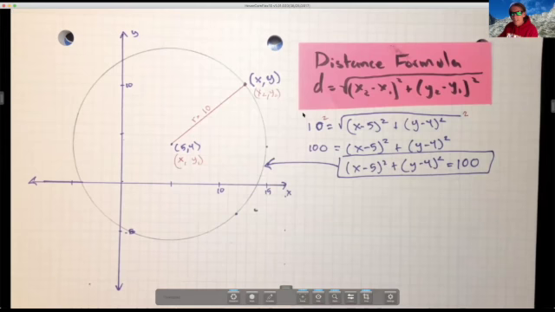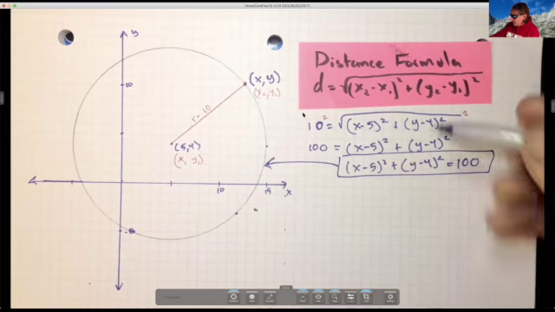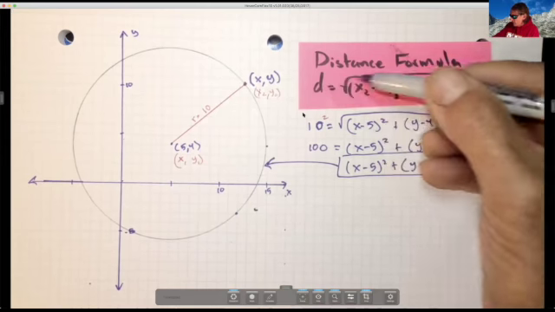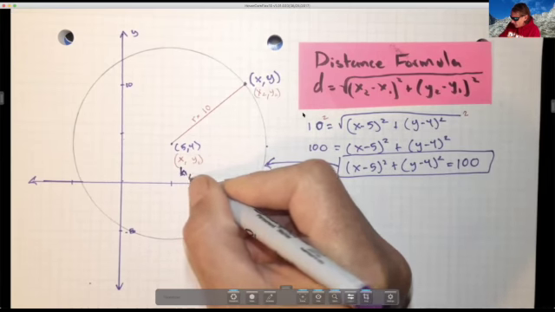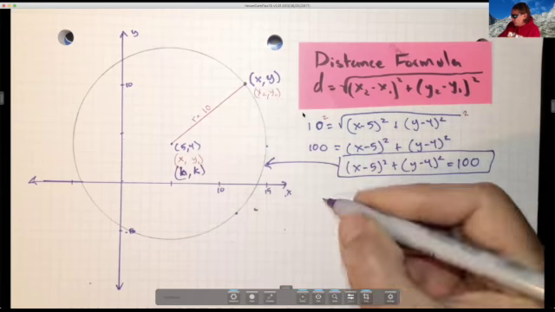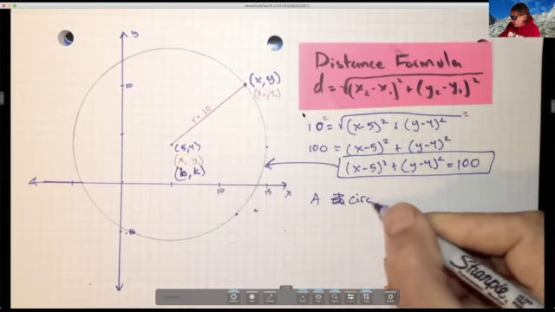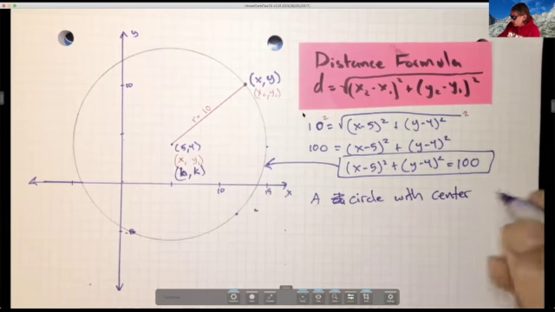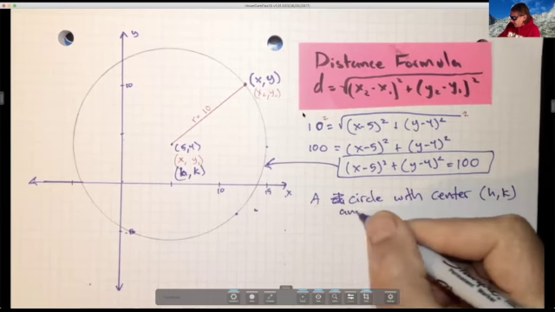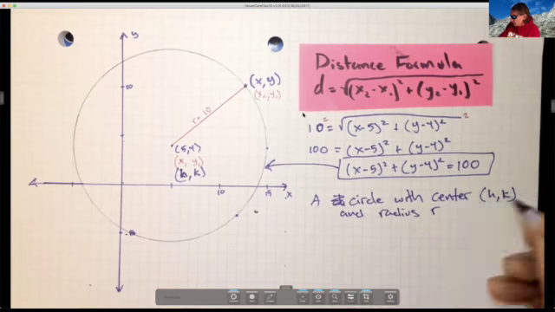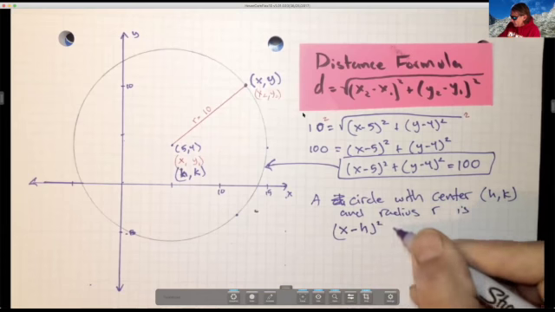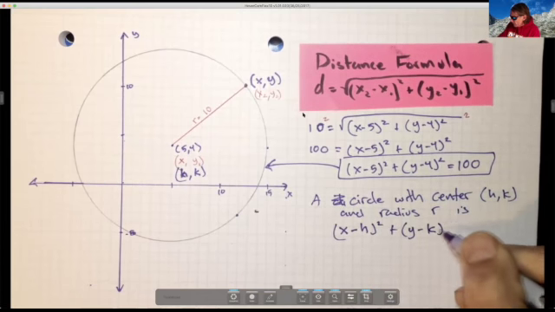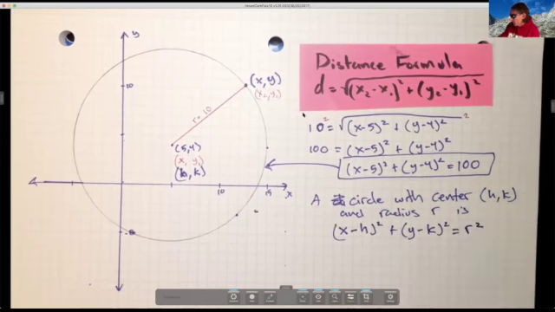Now, if I want to do that work in general, I would just plug in r for the distance, and I would plug in, generally we use h and k for the center of the circle. So a circle with center h, k and radius r is x minus h squared plus y minus k squared equals r squared. And that would be just from the distance formula.